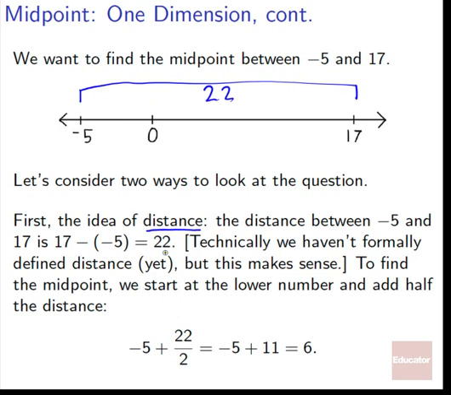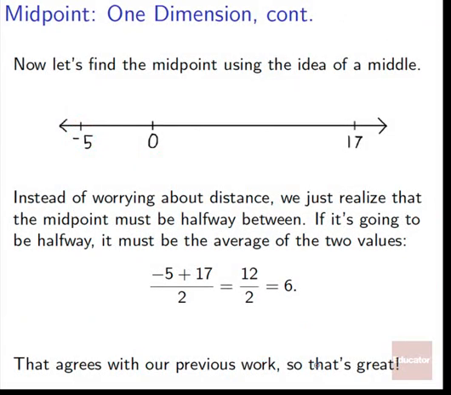So to find the midpoint, we start at -5, and then we work halfway up. We go up 22 over 2. So we start at -5, and then we add 22 over 2. 22 over 2 is 11, so -5 plus 11, we get 6. 6 is our answer. 6 is our midpoint. Let's look at another way to do it, though. What if instead we wanted to find it through the idea of a middle, right?